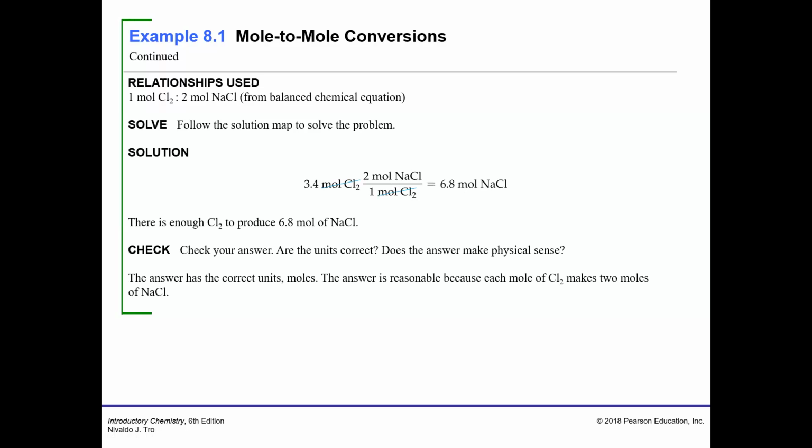All right. So now check your answer. Are the units correct? Does the answer make physical sense? The answer has the correct units, moles. The answer is reasonable because 1 mole of chlorine makes 2 moles of sodium chloride.